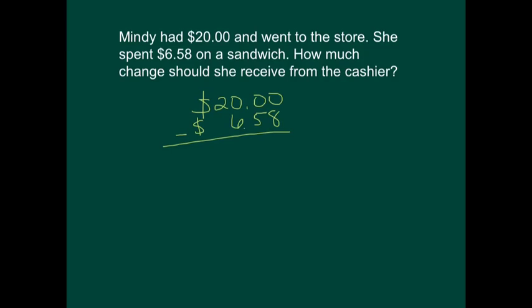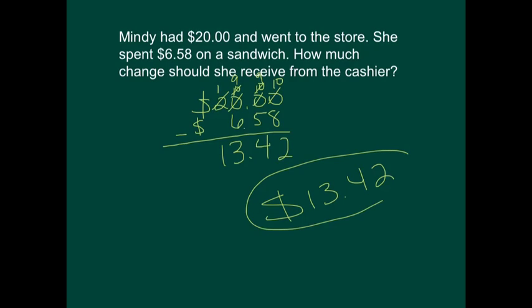We wouldn't be able to take away 8 from 0, so we're going to have to go all the way to the 2, make it a 1, make it a 0, 10, make that a 9, 10, and a 9, and a 10. Now we can subtract. 10 minus 8 is 2, 9 minus 5 is 4, 9 minus 6 is 3, and 1 minus 0 is 1. Correct answer is $13.42. Whichever group got that first will get 1 extra point.